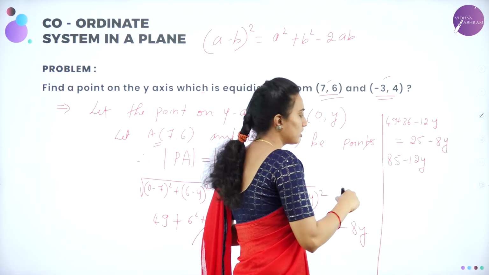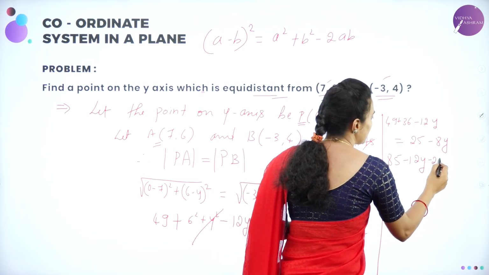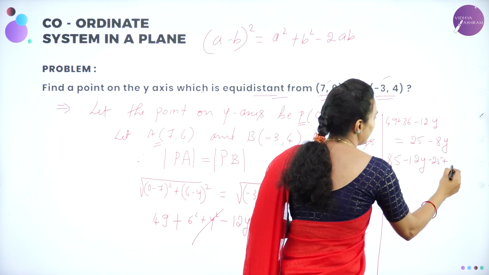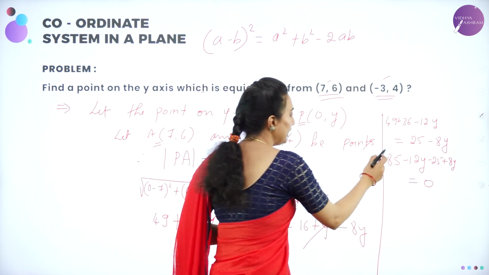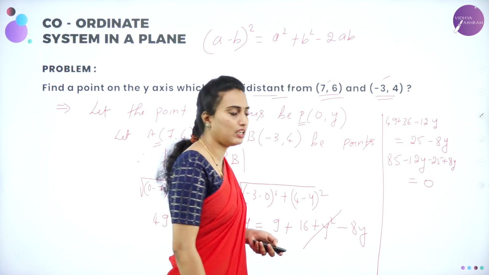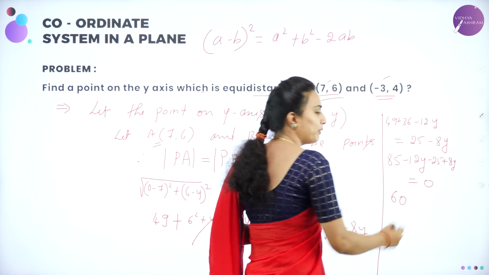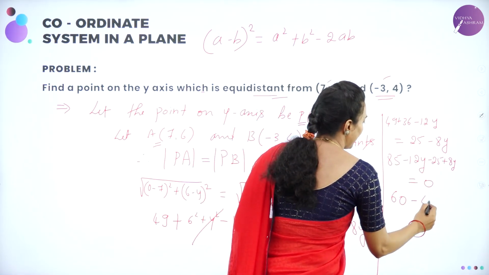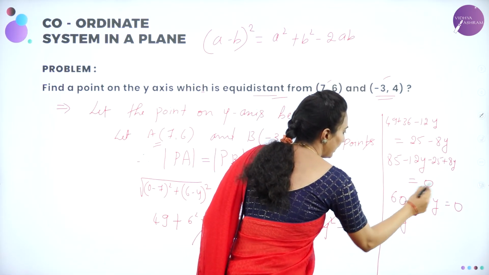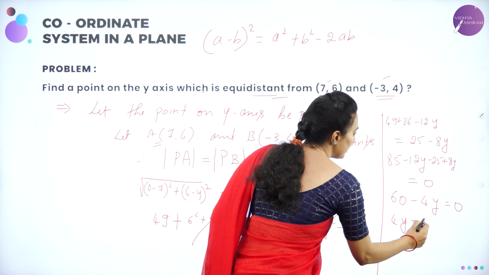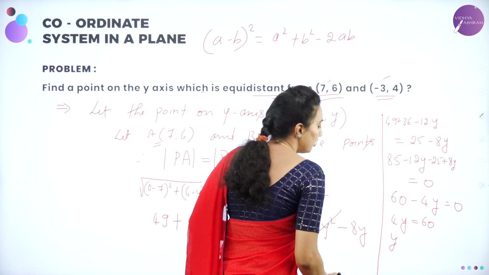Let me take all this to the left hand side. If you take it to the left hand side, plus 25 will become minus 25. Minus 8y will become plus 8y, which will be equal to what? The right hand side is 0. So therefore, 85 minus 25 gives you 60. So I can write it as 60. Okay. Minus 12y plus 4y. Minus 12y plus 8y is minus 4y, equal to 0. Otherwise, 4y, take it to the right hand side, it will become positive. 4y is equal to 60, correct? Or y will be equal to 60 by 4. What is 60 by 4?